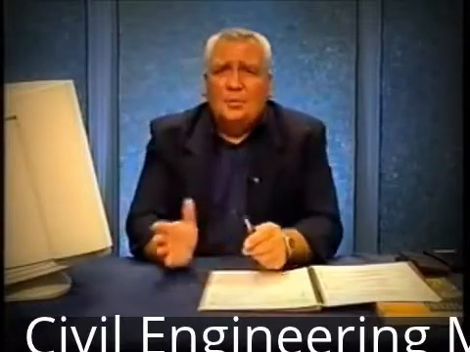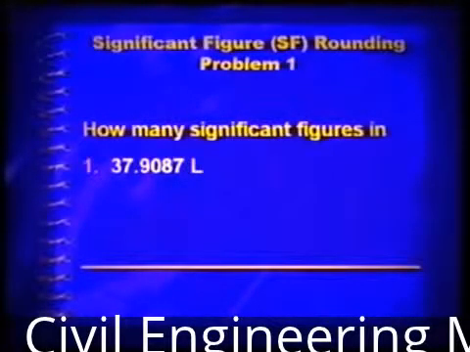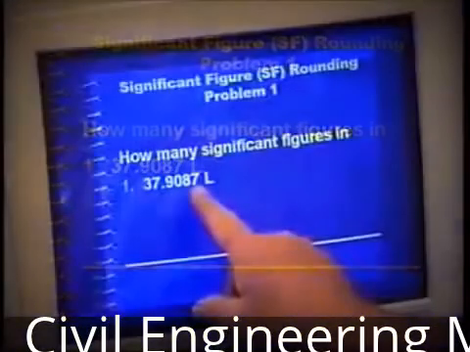The other type of rounding involves significant figures. In fact, I can fill a whole program about significant figures. It's perhaps best illustrated by means of some examples. I've got an example here where you're asked to find how many significant figures there are in 379087. Now, there are 6 significant figures.